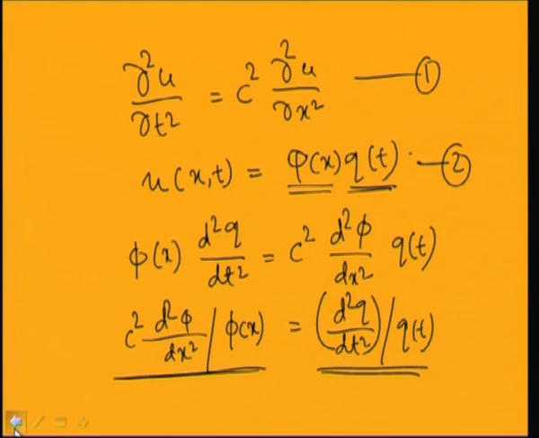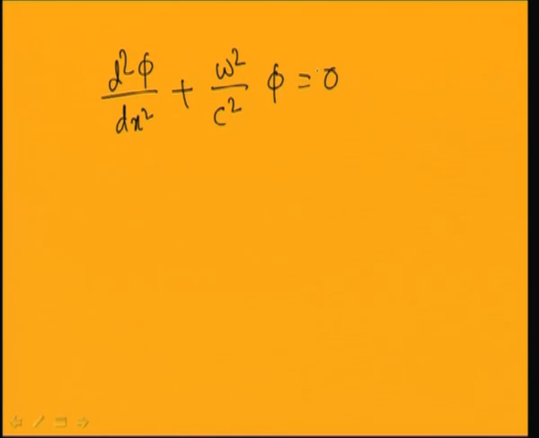Now, taking the other term, that is c square d square phi by dx square by phi x equal to minus omega square, I can write this equation as d square phi by dx square plus omega square by c square phi equal to 0. So, in this case similarly the auxiliary equation becomes d square plus omega square by c square equal to 0, or the roots of this equation will be d equal to plus minus i omega by c.